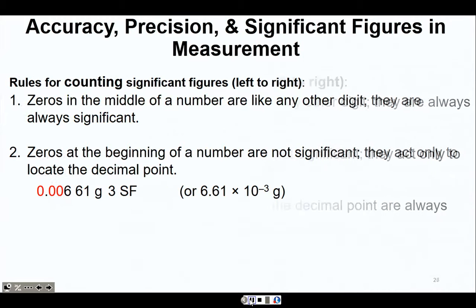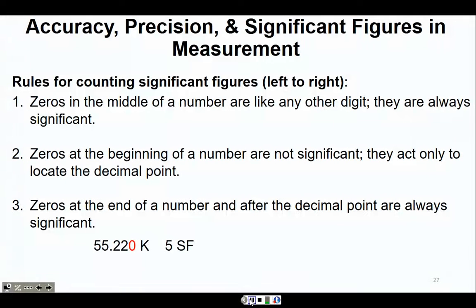Next rule, zeros at the end of a number and after the decimal point, key there, are always significant. So if there is a decimal in your value, the zeros at the end do count. So that value shown, 55.220, all of the digits shown, all 5 are significant figures.